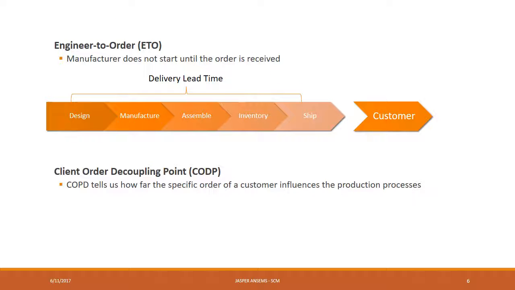And you also have engineered to order, where the manufacturer does not start until the order is received. So from design all the way to the shipment is the delivery lead time. You also have the customer order decoupling point, and that tells us how far the specific order of a customer influences the production process.